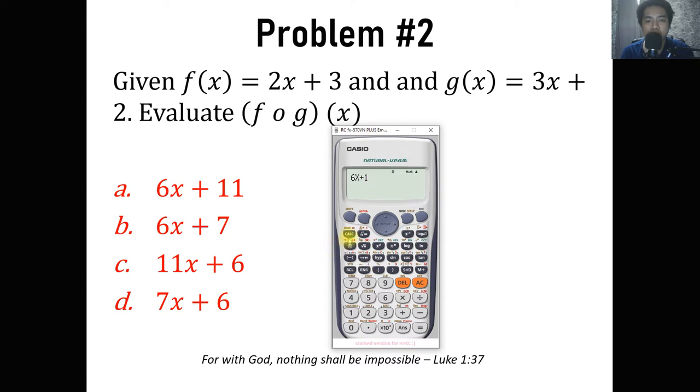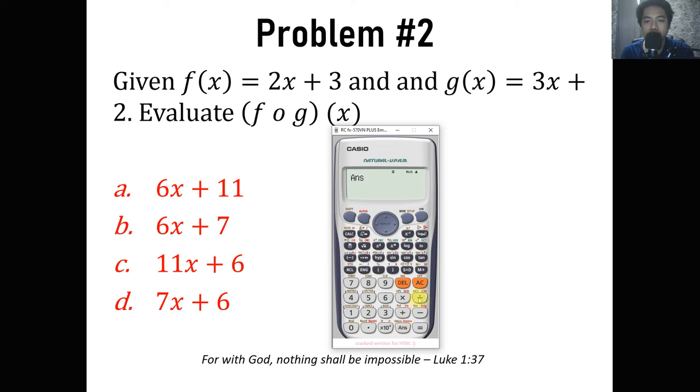Letter A, 6x plus 1, using the value of x equals 2 that we have a while ago. 13 is not equal to 19, so letter A is not the answer. Let's jump to letter C, 11x plus 6. Calculated with x equals 2, 28 is not equal to 19. Jumping to letter D, 7 alpha x plus 6 times 2. Inputting 2, 20 is not equal to 19. Finally, we can try letter B. With 2, 19 equals 19.